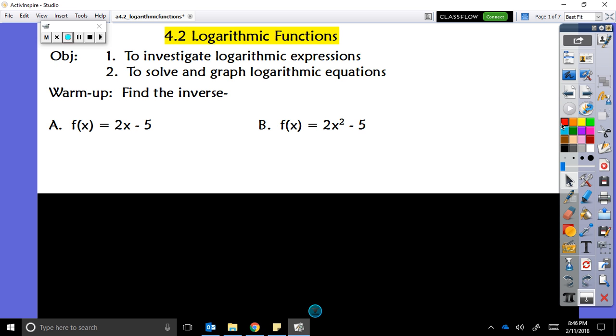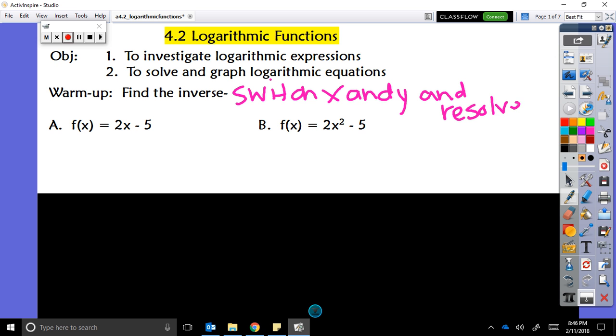I mean, we know that it's reflected across the line y equals x. So to find the inverse, remember that we are going to switch x and y and resolve. Okay, so I want you to try to do that in A, switch x and y and resolve. I'm going to give you a couple minutes to do that.